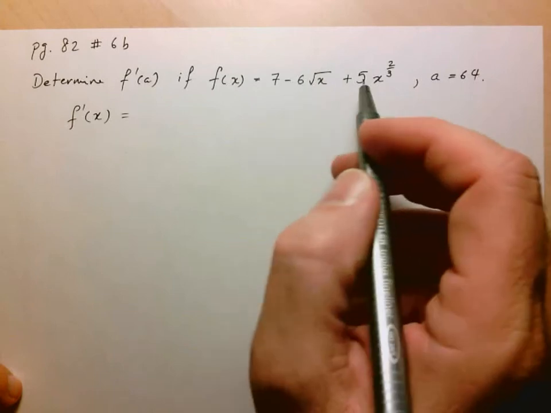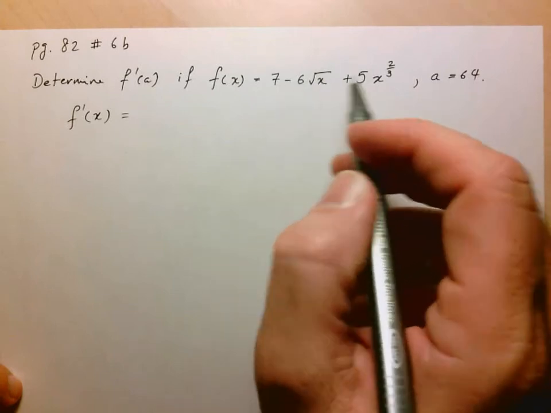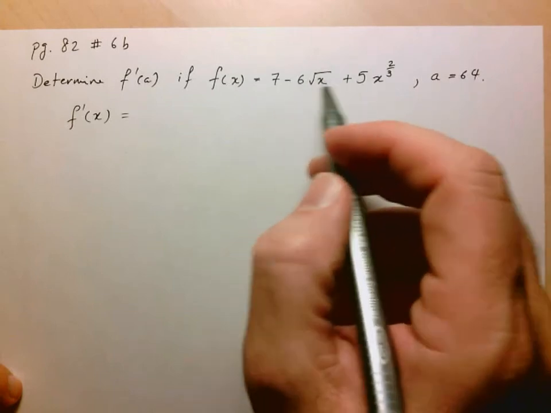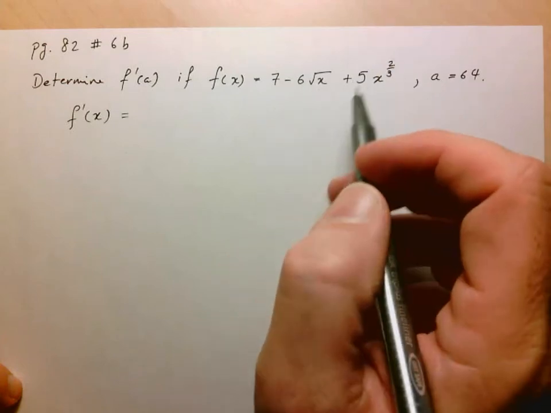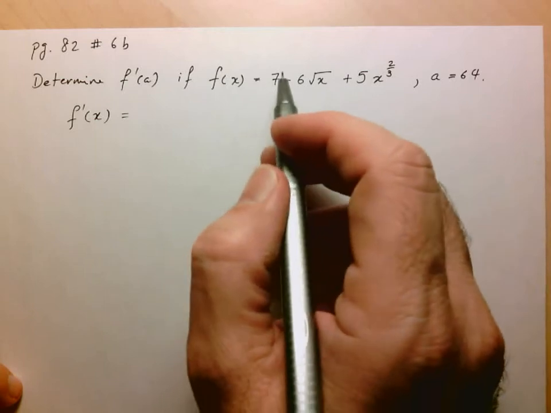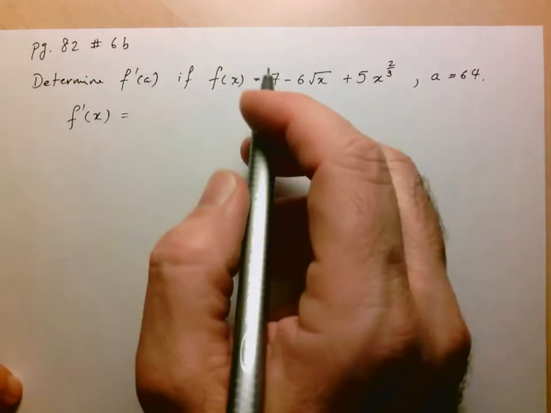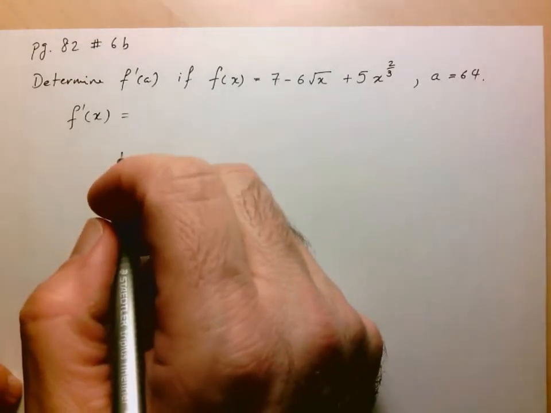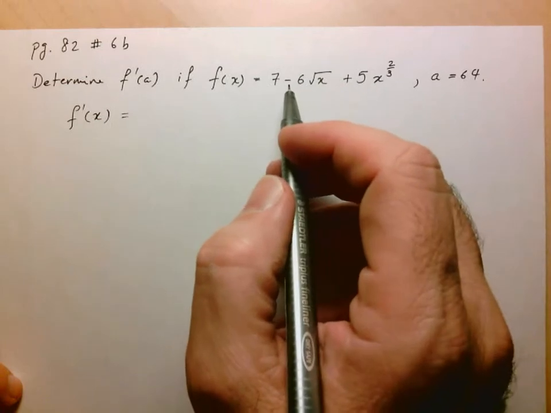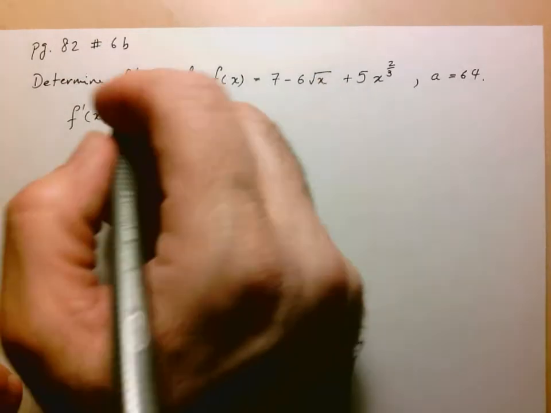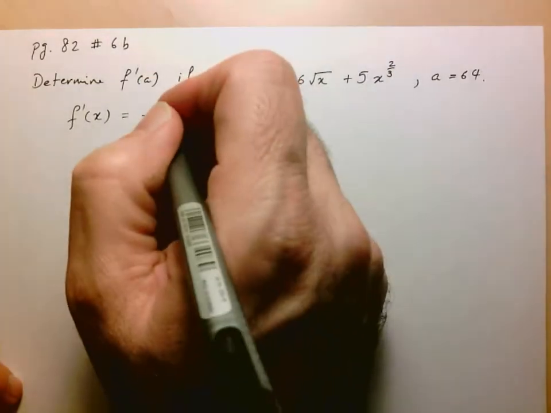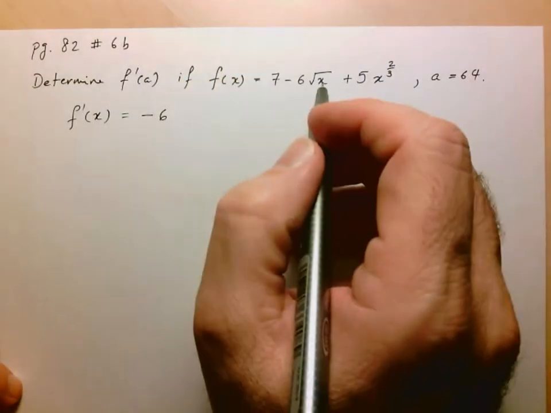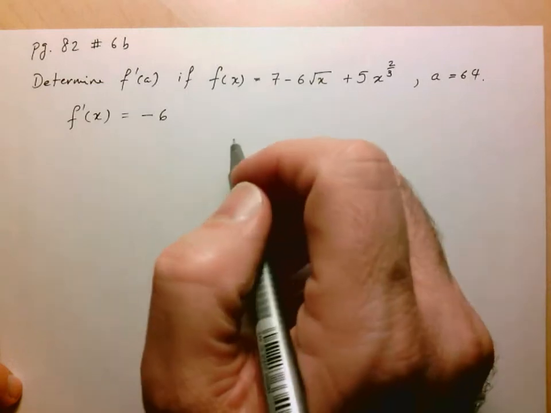Again, we can split this up into 3 different derivatives by using the addition and subtraction rules and then using our constant multiple and our power rules. Here, the derivative of 7 is just 0, so no need to write that out. Now we have the derivative of negative 6 times the square root of x, so negative 6 is my constant, and I can multiply that by the derivative of square root of x.